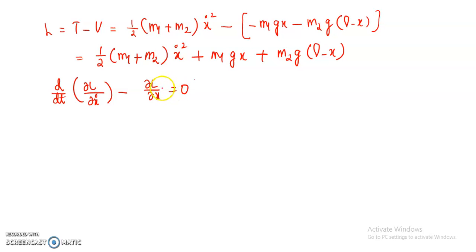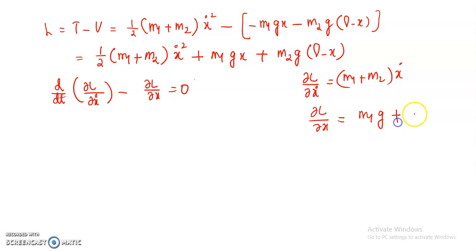Here we have only one independent variable, that is x. So we have written Lagrange's equation in terms of x as d by dt of dou L by dou x dot minus dou L by dou x equal to 0. Now what is dou L by dou x dot? Dou L by dou x dot equals m1 plus m2 into x dot. Dou L by dou x equals m1 g plus m2 g into minus 1, that is equal to m1 minus m2 into g.